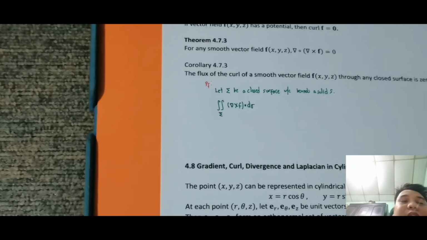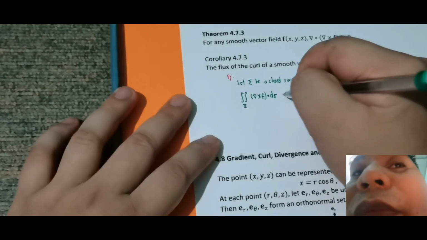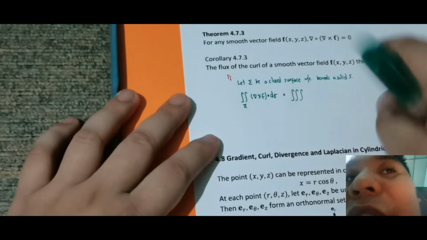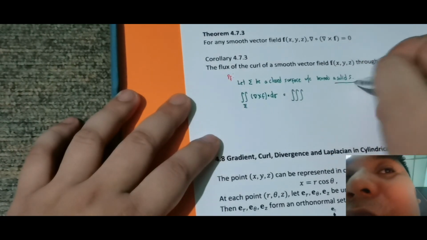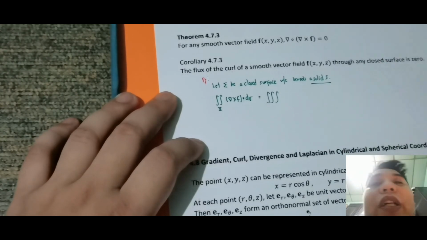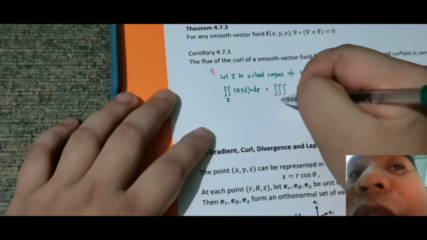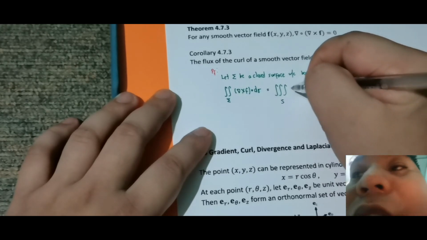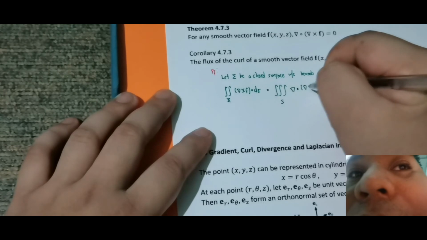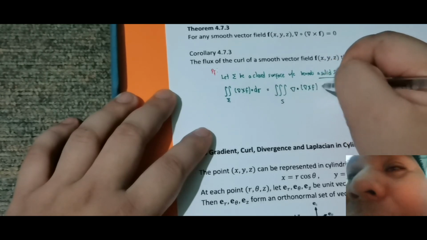Now, using divergence theorem, this is just equal sa triple integral. Since sinabi ko sa solid S siya, since closed surface, alam ko na solid siya. So, sa solid natin, this is just equal sa divergence ng del cross F, then dB.